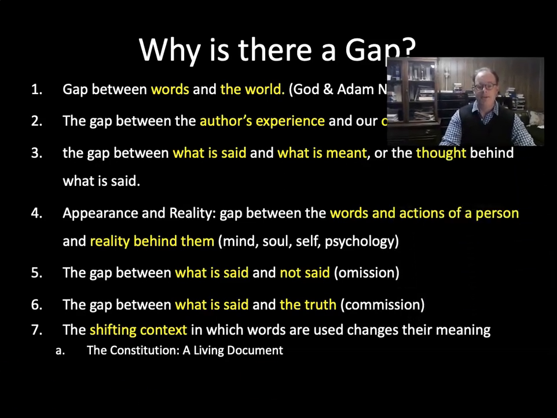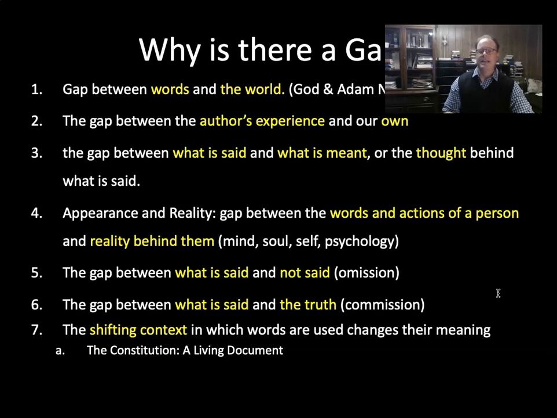Other types of gaps. There's a gap between the words and action of a person, and the reality behind them, right? So this gets into a function not just of text, but the way human beings are. One of the most fascinating aspects of human beings is that we can lie. We can represent ourselves to the world on Facebook, in speech, in class, in one way, and yet harbor things that have not been revealed. We can conceal things, we can change things, right?